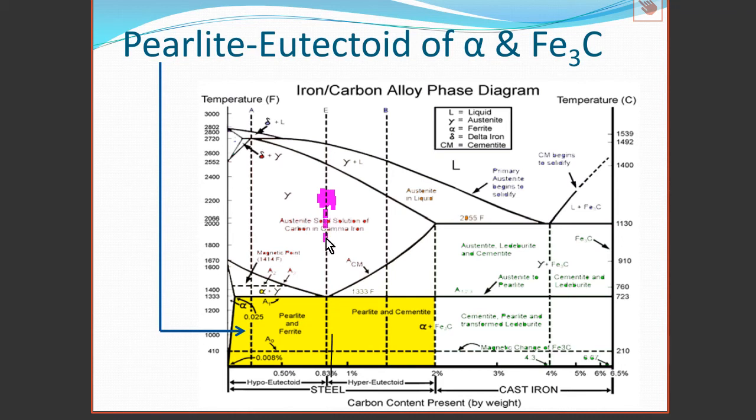Now let's start cooling it down. Imagine it cooling down. It's still austenite, still austenite. By the way, austenite is not magnetic. So if you put a magnet next to it, it will be very weakly attracted.